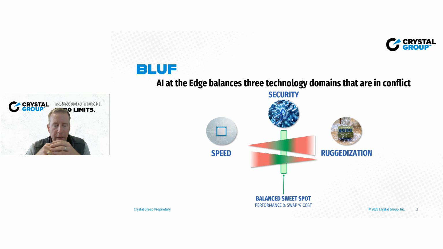that creates the sufficient speed with all the security and the ruggedization, the thermals, the vibe, and everything that enable the mission, the customer, whatever it is, to actually do what they need to go do. So over the next several slides, we'll drill into speed, security, and ruggedization. All right, let's start with speed.